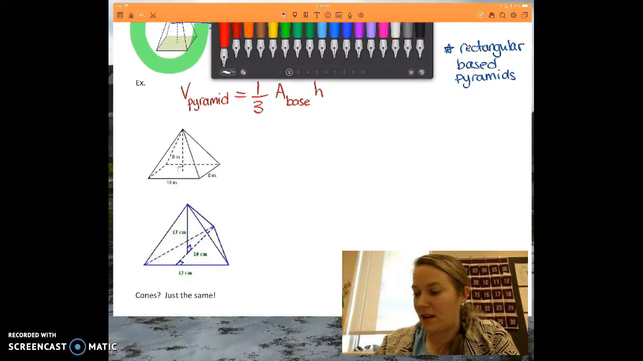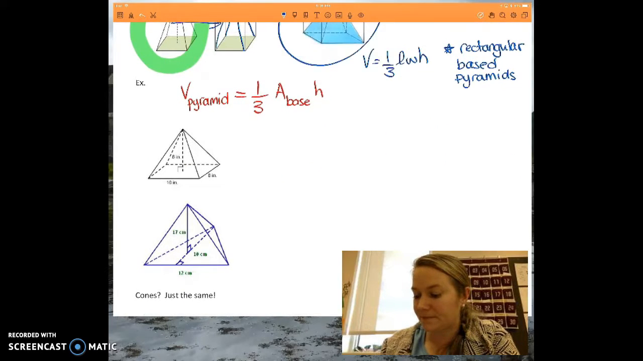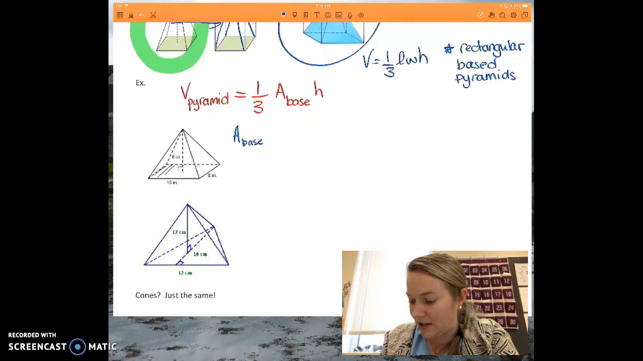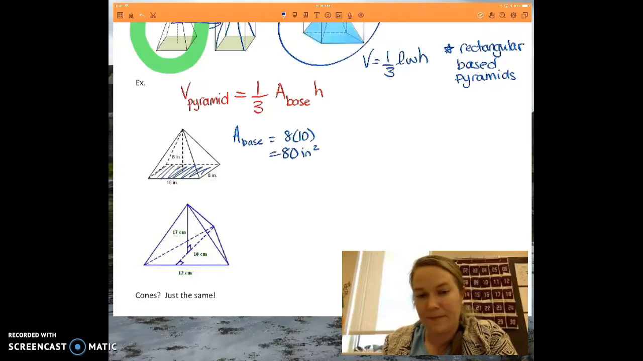So let's do a calculation. So the base here, okay, so the area of the base, and this is the base, I'm just going to make that blue, is 8 times 10, which is 80, and it's inches squared. That's how I write that, inches squared. And the height is 6 inches.